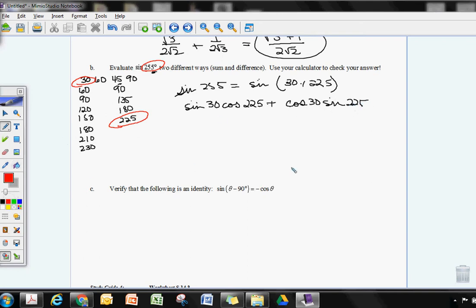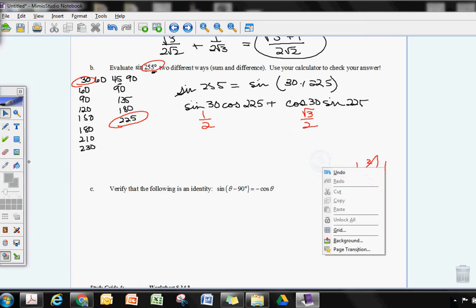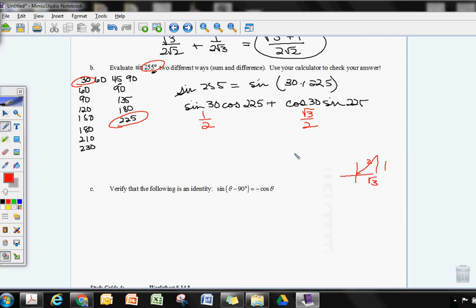Okay, so sine of 30, 30-degree angle, 1, root 3, 2. So we know that the sine is 1/2 and the cosine is root 3 over 2. So what about at 225? At 225, oops, I want it to be in green. At 225, I am in quadrant number 3. That's a 45-degree angle. That has sides of 1, 1, and root 2.